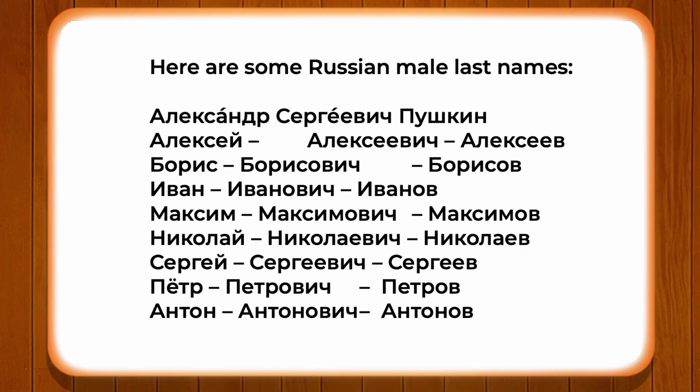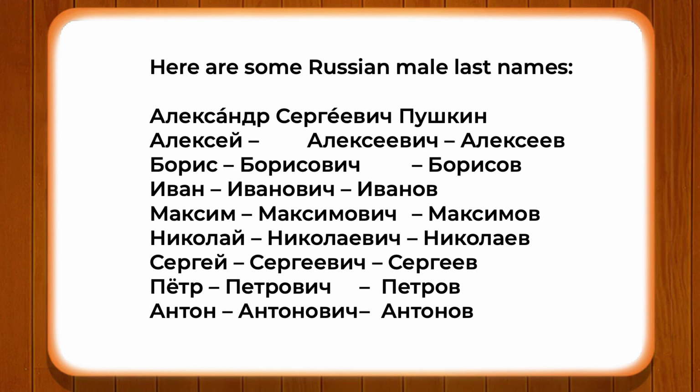Here are some Russian male last names. Alexeyev, Borisov, Ivanov, Maximov, Nikolaev, Sergeyev, Petrov, Antonov. Now, how are these names formed? These are the familia. If you take otchestvo, it would be Alexeyevich, Borisovich, Ivanovich, Maximovich, Nikolaevich, Sergeyevich, Petrovich, Antonovich.